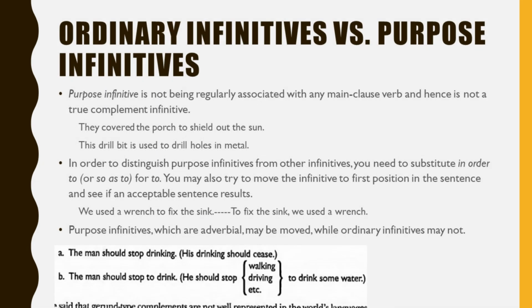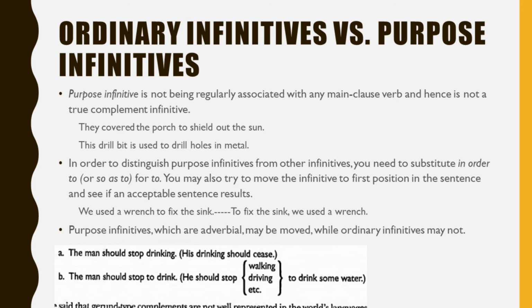The next one is ordinary infinitives versus purpose infinitives. In our discussion of infinitive types, we omitted mention of one additional type of infinitive. This type is distinct in not being regularly associated with any main clause verb and hence is not a true complement infinitive. It is called the purpose infinitive. For example, they covered the porch to shield out the sun. This drill bit is used to drill holes in metal.